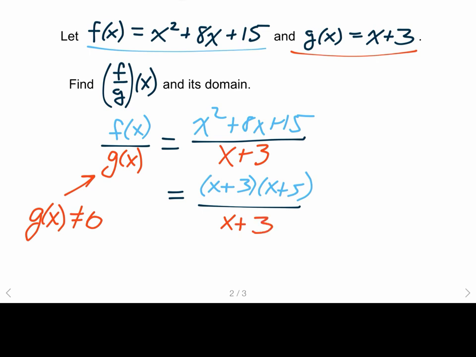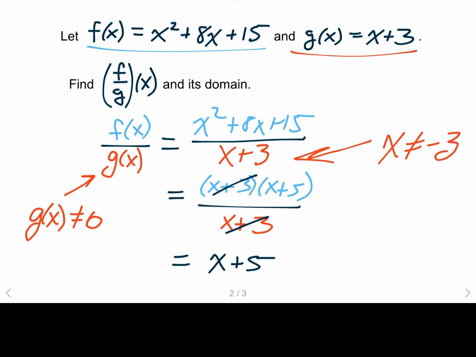And so we can divide out that common factor of x plus 3 in the numerator and denominator. And we might be tempted to say, hey, this quotient function is equal to x plus 5, and be done with it. But we'd be wrong. Reason being, x plus 3 is not supposed to equal 0. Therefore, x cannot equal negative 3.